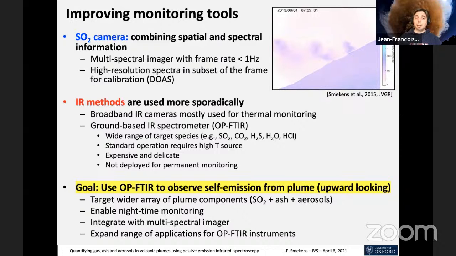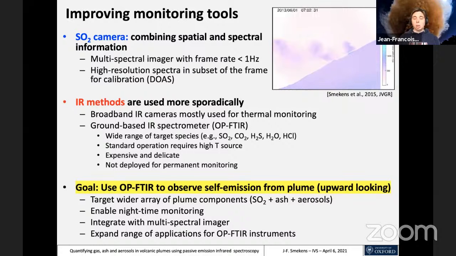And then they can target a wide range of target species and especially gas ratios to look at the composition of volcanic gases. But those usually require very specific viewing geometries, and the instruments can be expensive and delicate. And so they're usually not deployed as routine monitoring tools in peacetime outside of those specific conditions.